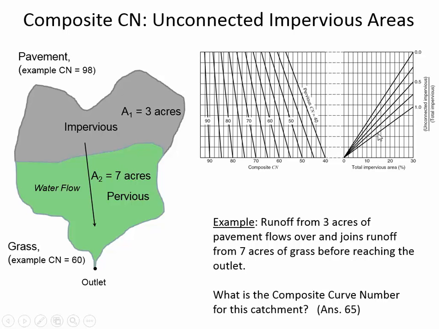Okay, so this is our curve, and where along this curve is determined by the x-axis, the total impervious area. In our case, it was 30% impervious. So this is the point, and we start following it sideways until we intersect the pervious curve number that we have for our pervious area, 60, and then we go down, and you can see it's right in the middle between 60 and 70. So our overall composite curve number for the watershed is 65.